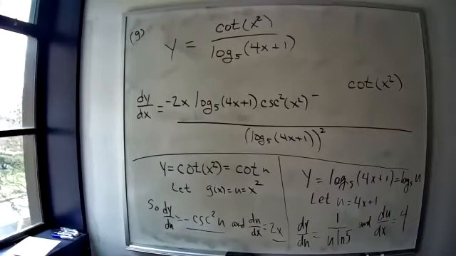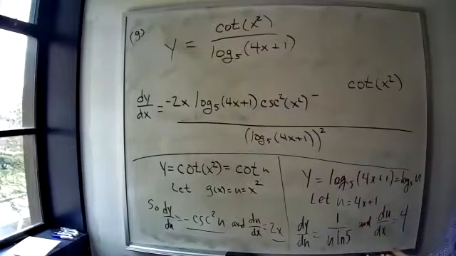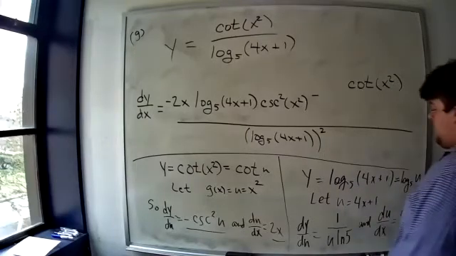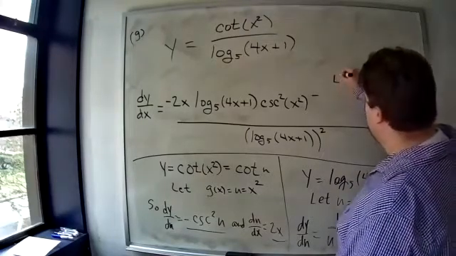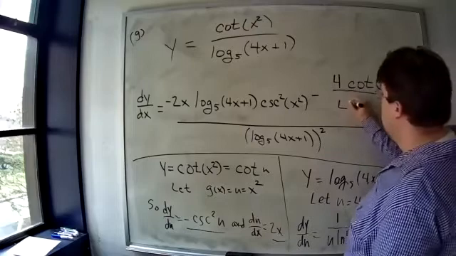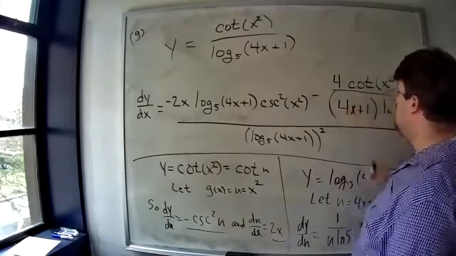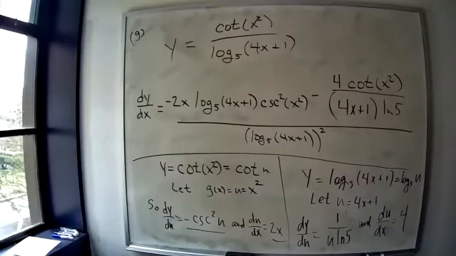So we needed now the derivative of the bottom. The derivative of the bottom is given by 4 times that. So we have a 4 in the numerator. We have a u natural log 5. So 4x plus 1 times the natural log of 5.